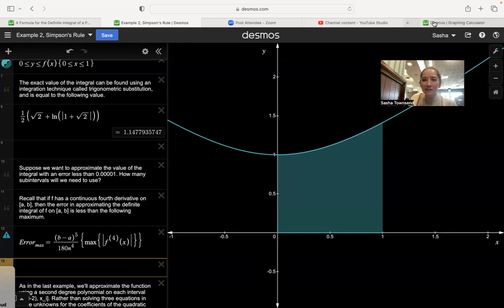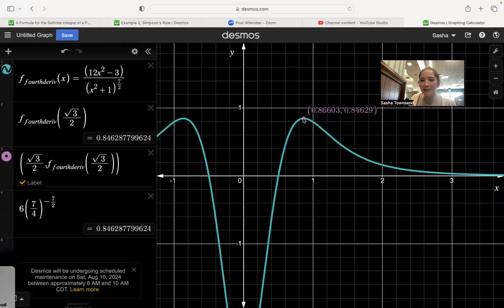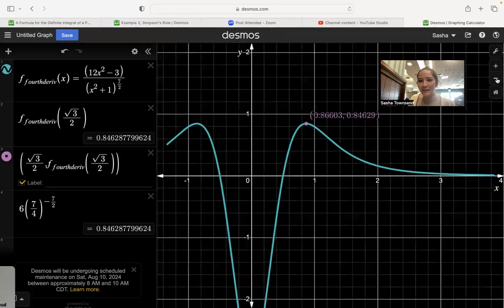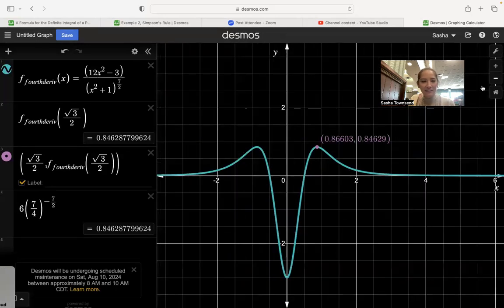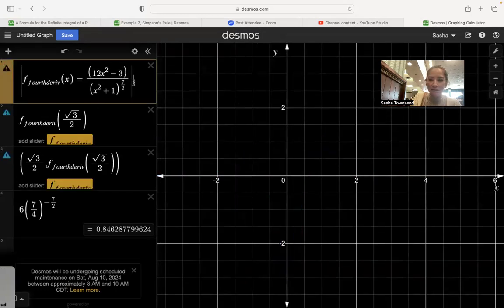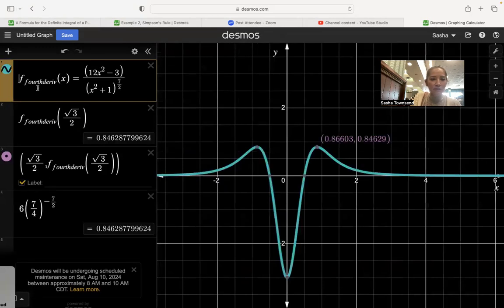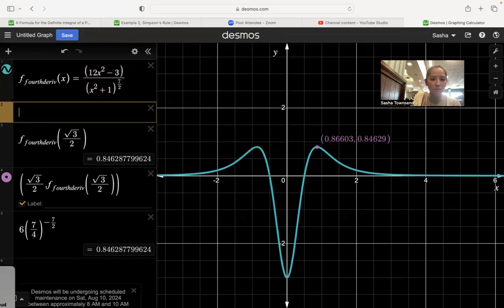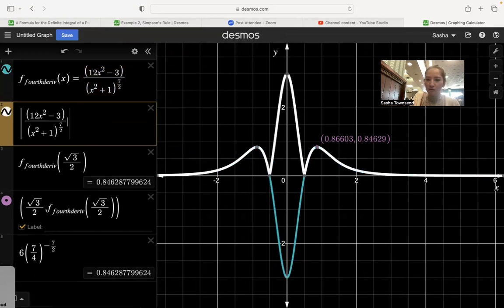Actually, let me look back at that other graph. That is the maximum value of the function, but look at it. I didn't take the absolute value, did I? I totally didn't even think of that. Let's see. There's the fourth derivative. And what I need to graph is the absolute value of the fourth derivative. On the interval of interest, the maximum occurs at x equals 0. The maximum value is 3. So we did all that calculation and we didn't need to.